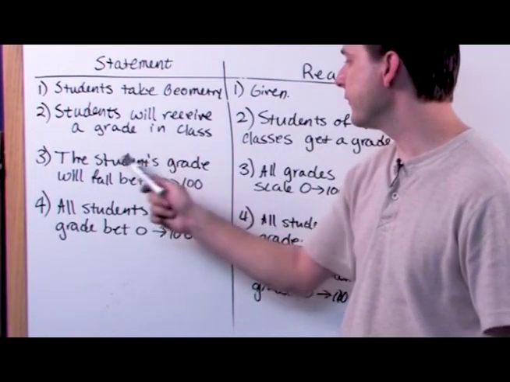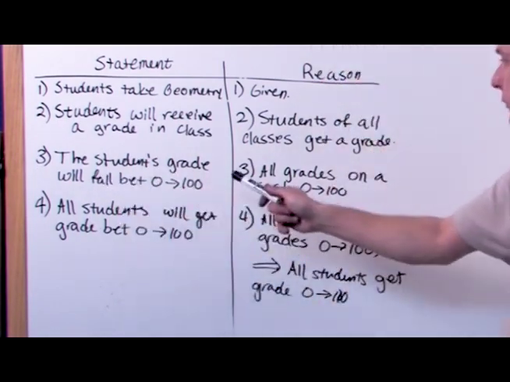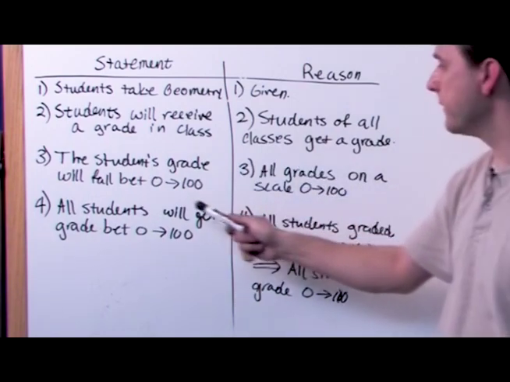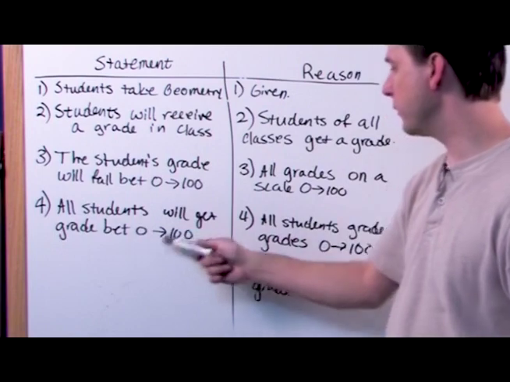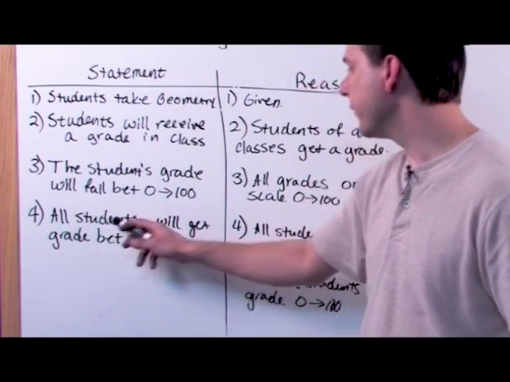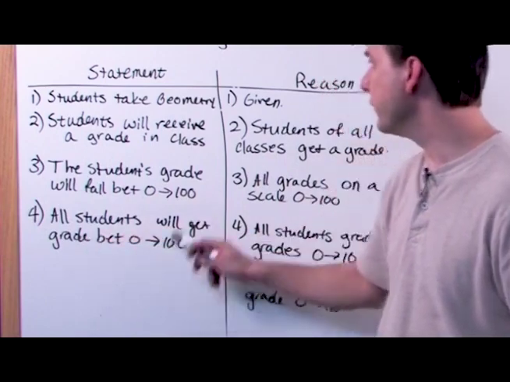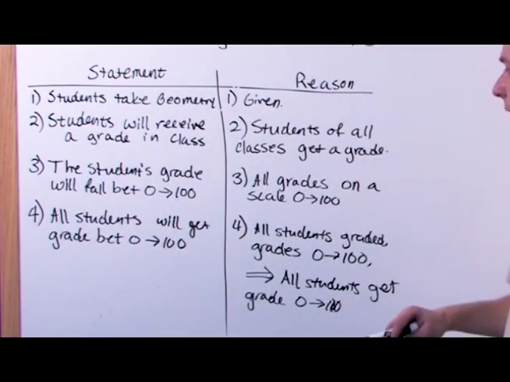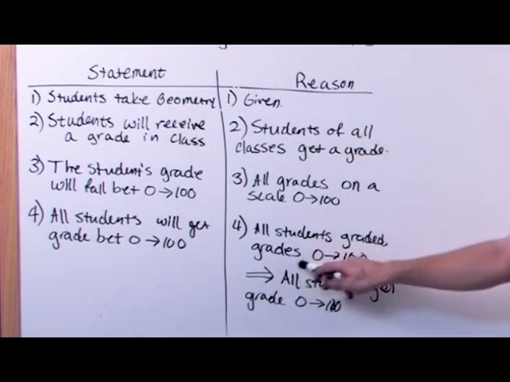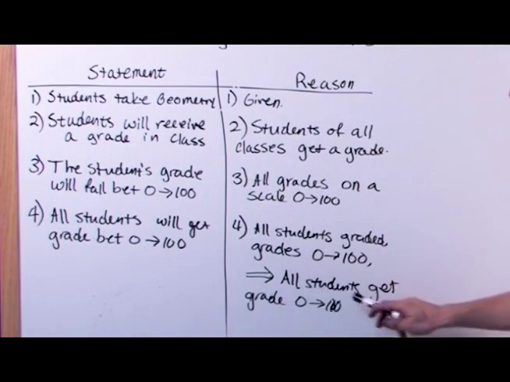Now you say the student's grade will fall between 0 and 100 because all grades are graded on a scale of 0 to 100. And then the final statement, all students will get a grade between 0 and 100. And then the final conclusion statement is that all students will get a grade between 0 and 100 in geometry class. Okay, it's kind of implied here in geometry class because of everything that's fallen above. All students are graded. The grades are between 0 and 100. Therefore, all students in geometry class will get a grade between 0 and 100.